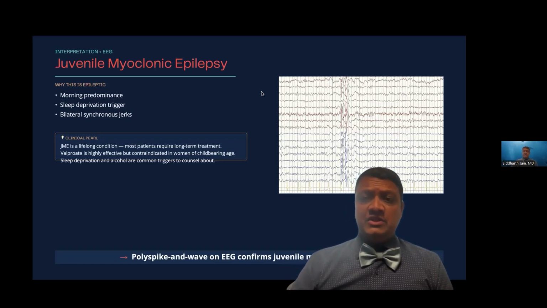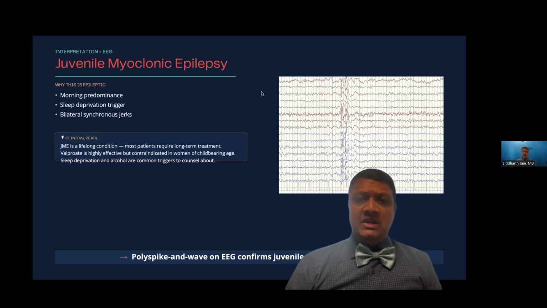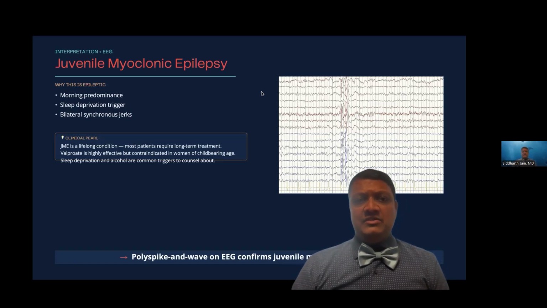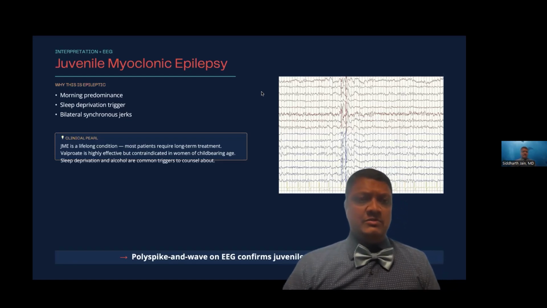The treatment for this condition tends to be lifelong, even though the seizures themselves in many patients may be infrequent, happening sometimes once a year or even less, but they usually do recur if medications are stopped in most of these patients.